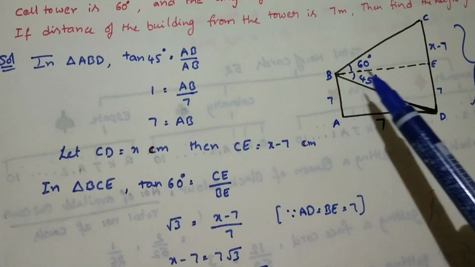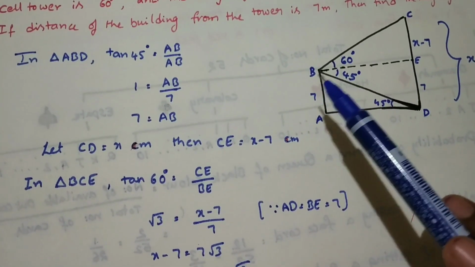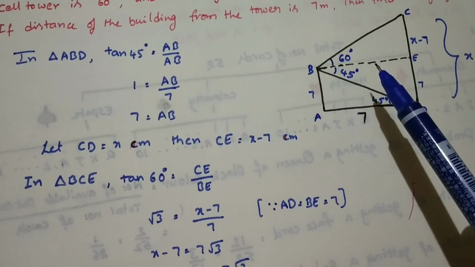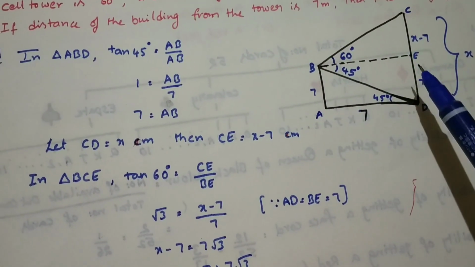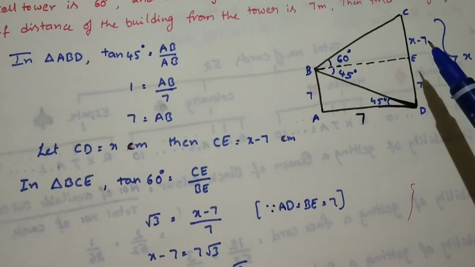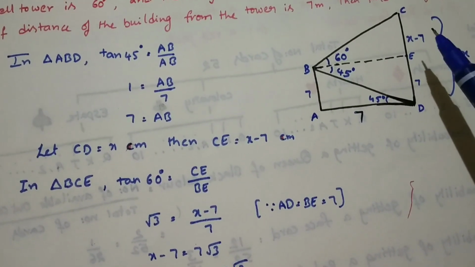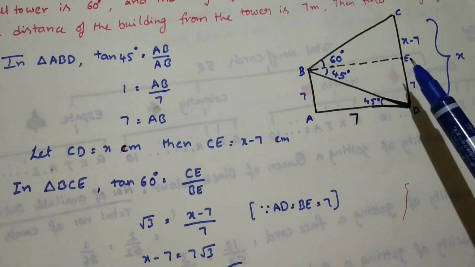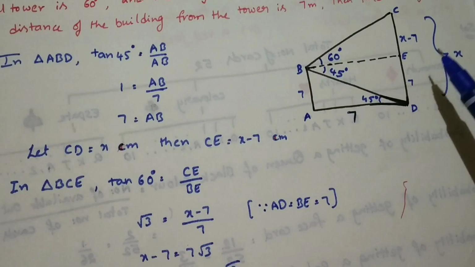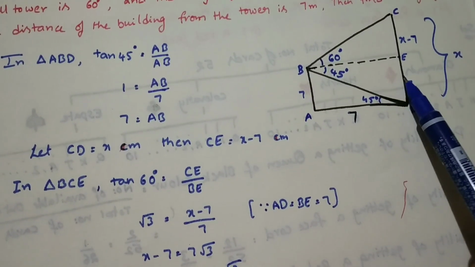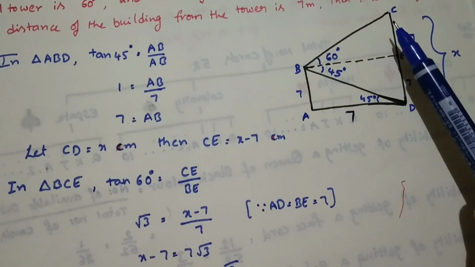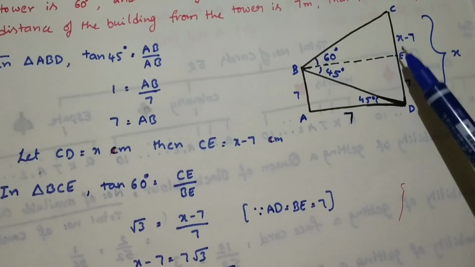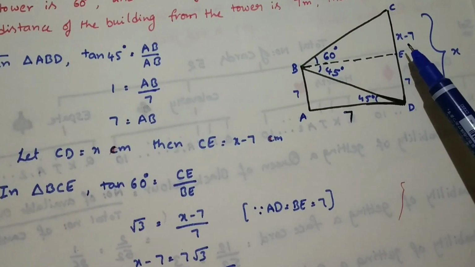This is 7. This is one rectangular shape you are going to get. In a rectangle opposite sides are equal. So this is 7, which means this BE length is also 7. AB is 7 means this ED is also 7. CD is the cell tower, we don't know that one. Let it be x meters. ED is equal to 7, so if you subtract this from the total, you can get the length of CE. So CE is x minus 7.